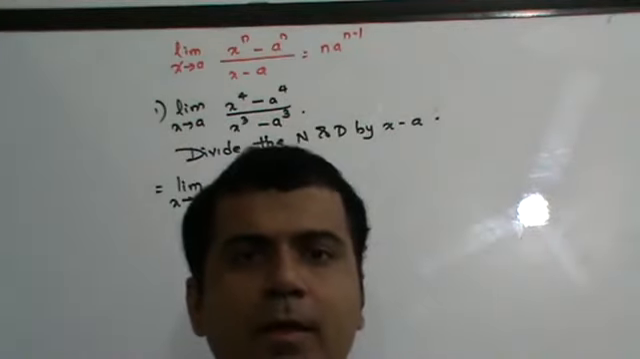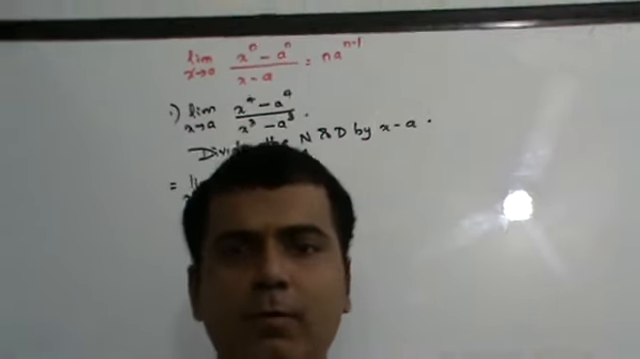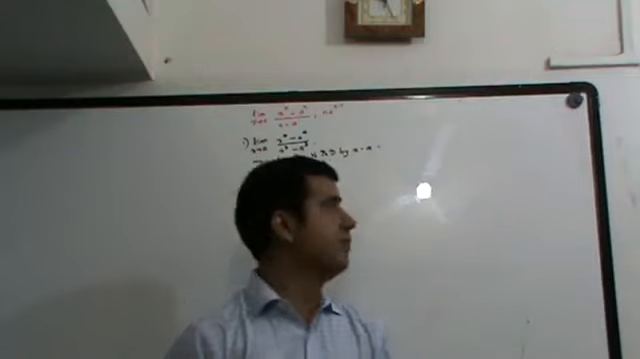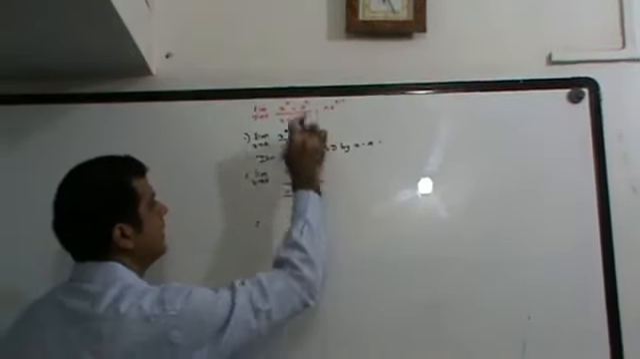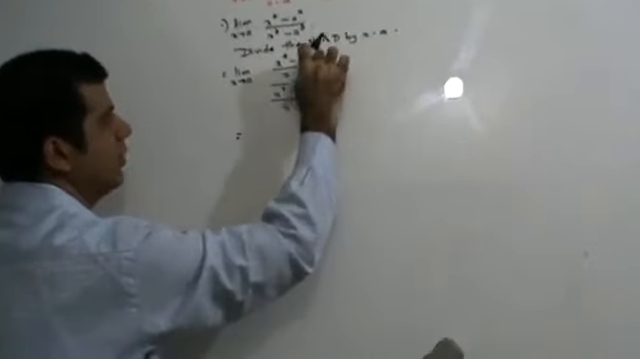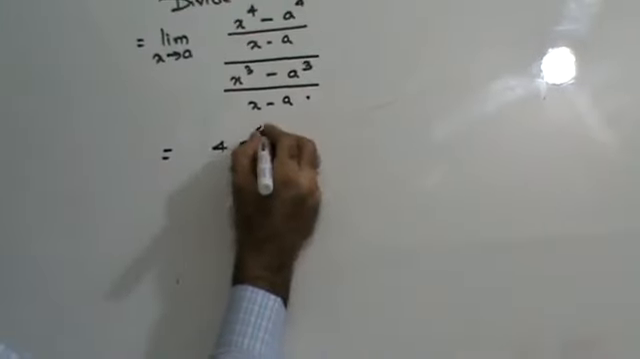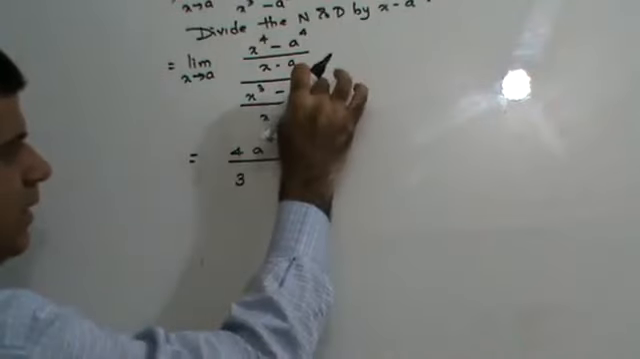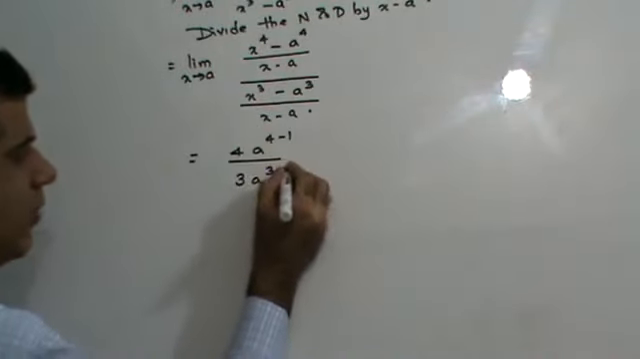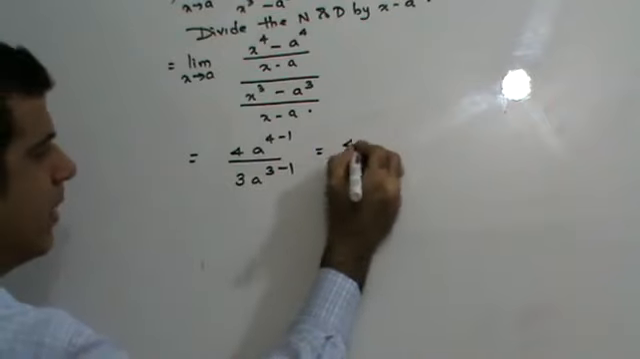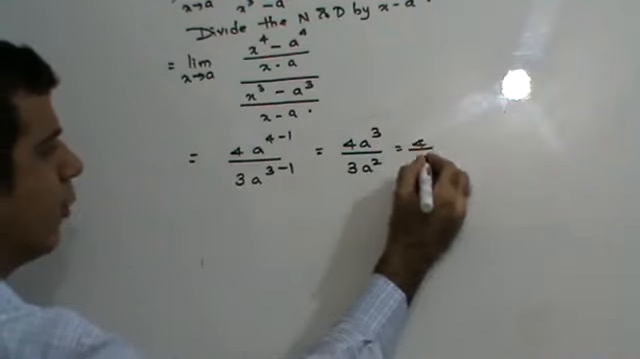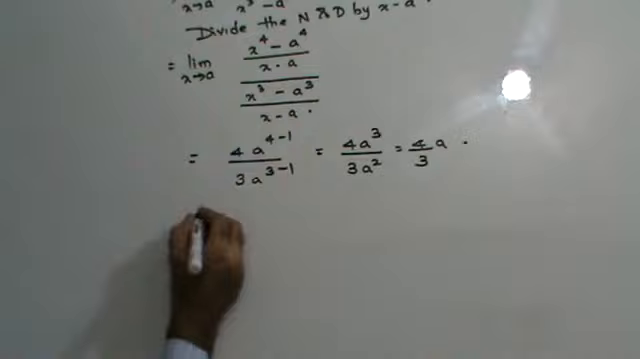Now, my numerator and denominator both are in the format of the formula. I can use the formula both in the numerator as well as the denominator. This is a raised to n, so in the numerator, this is n, this is a, n a raised to n minus 1. Similarly, in the denominator, n a raised to n minus 1. So this is going to be 4a cube upon 3a square, 4 upon 3a. That's going to be the answer for that.